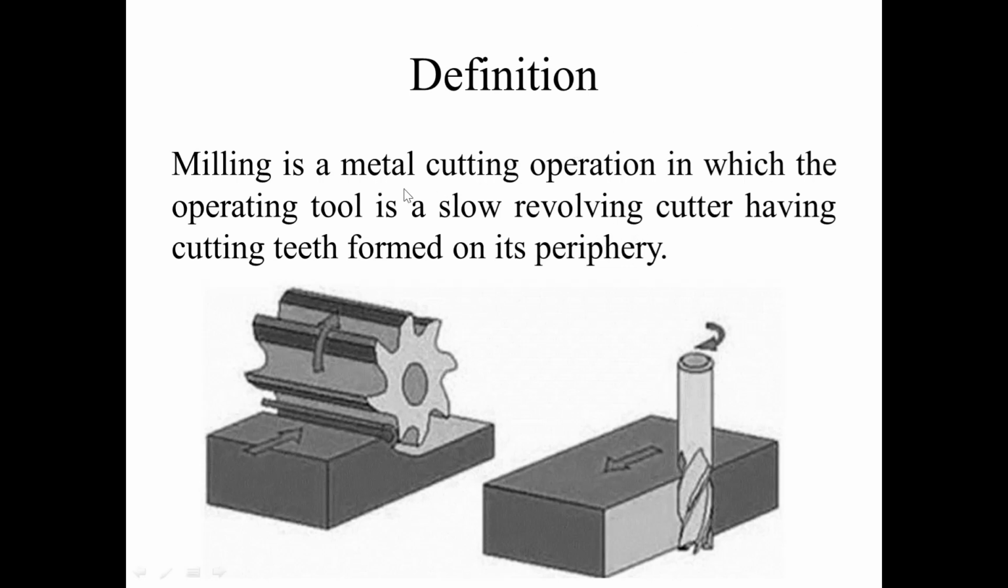So milling is a metal cutting operation. Here also we are going to cut or remove metal from the workpiece, in which the operating tool is a slow revolving cutter. We expect the tool to revolve, and it should have cutting teeth formed on its periphery. The tool has teeth on its outer periphery, and those teeth are responsible for removing the material from the workpiece. This is called milling.